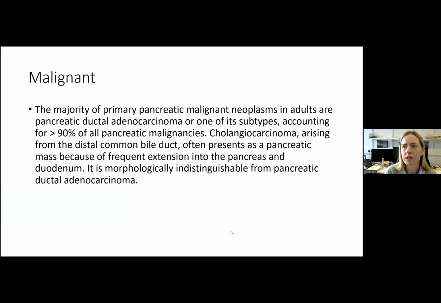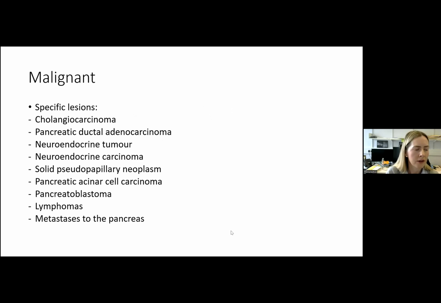So as I've said, the majority of primary pancreatic malignant neoplasms are pancreatic ductal adenocarcinomas. And then the cholangiocarcinomas arising from the distal common bile duct can present as masses because of the extension into the pancreas and duodenum. Essentially, they're indistinguishable, so it'll all depend on imaging. What we see on cytology are malignant features. So these are specific lesions that, if encountered in cytology, we would ascribe the malignant category as per the WHO classification. And I'd like to show you just a few examples of these tumours.